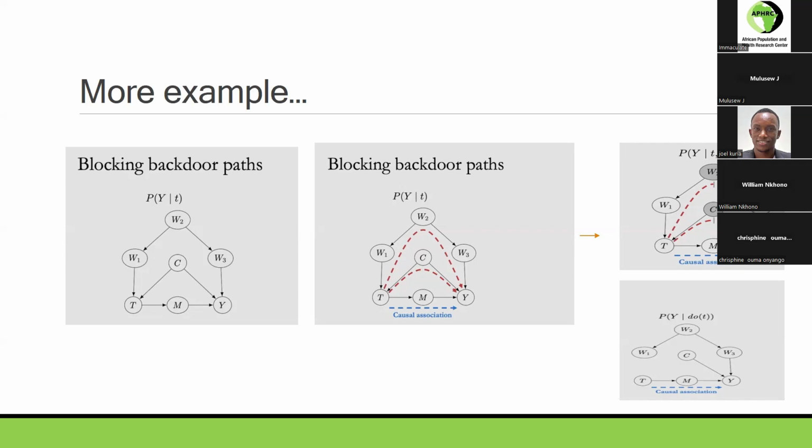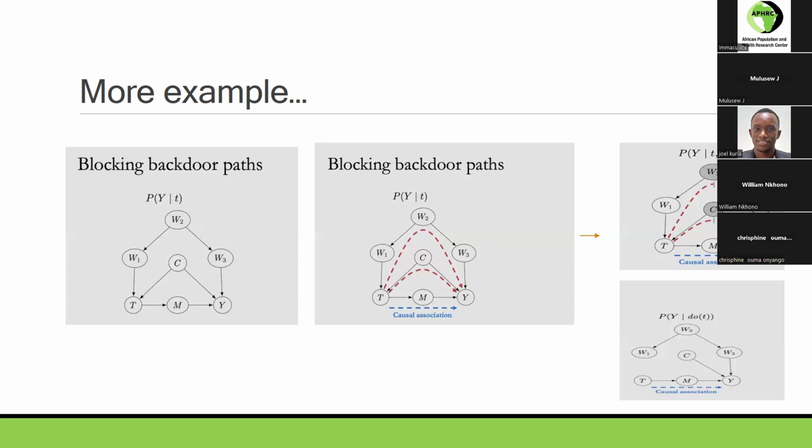Or sometimes there is a variable that causes T, and that variable also has another grandparent, W2, and this grandparent can cause another variable, so-called W3, and W3 causes Y. So if you look at the causal path, remember the backdoor criterion: which variables can fulfill the backdoor criterion?